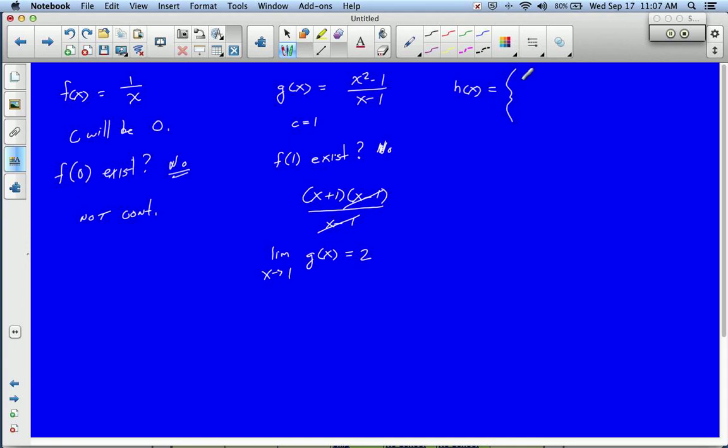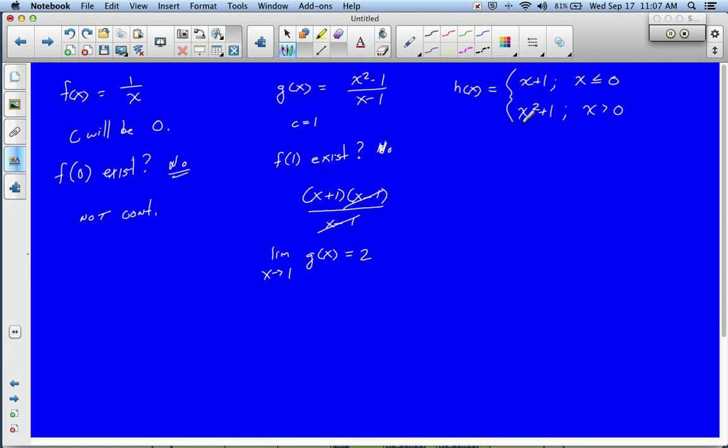So we'll look at x plus 1 for all values of x less than or equal to 0. And we'll look at x squared plus 1 for all values of x greater than 0. So for this example, to find what our c is, we just look at the individual pieces. X plus 1 is just a line. We all know that. Lines are continuous.